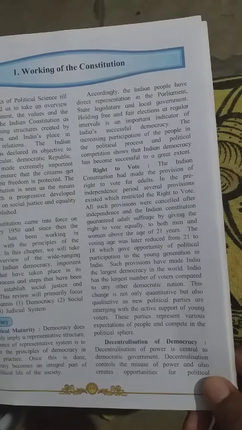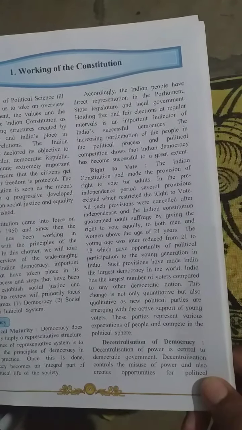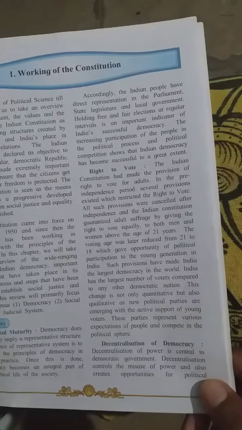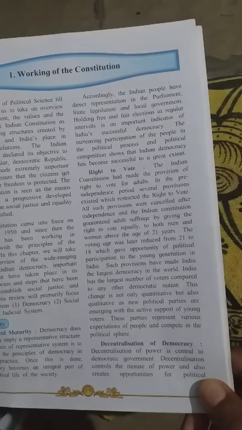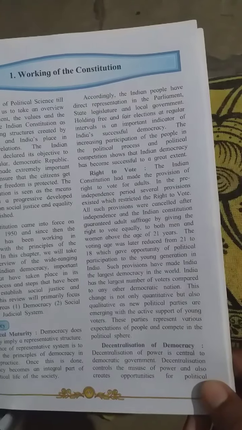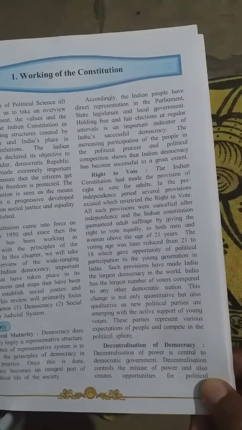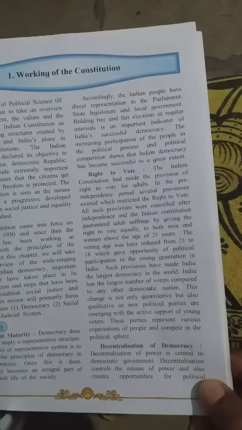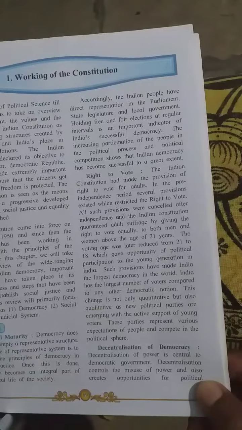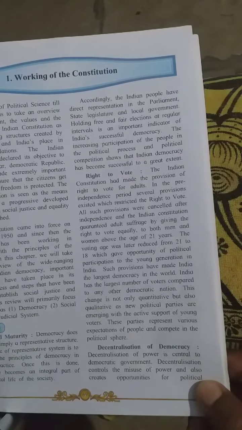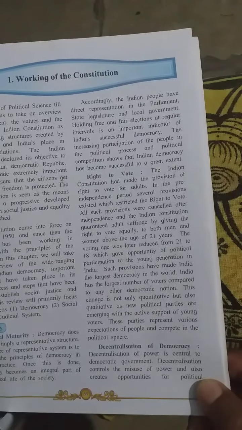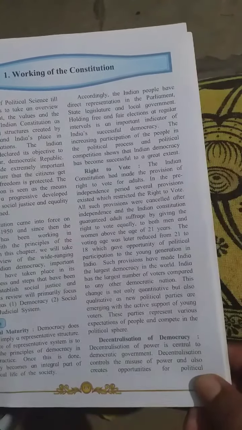The voting age was later reduced from 21 to 18, which gave the opportunity of political participation to the young generation in India. Such provisions have made India the largest democracy in the world. India has the largest number of voters compared to any other democratic nation. This change is not only quantitative but also qualitative, as new political parties are emerging with the active support of young voters. The parties represent various expectations of people and compete in the political sphere.